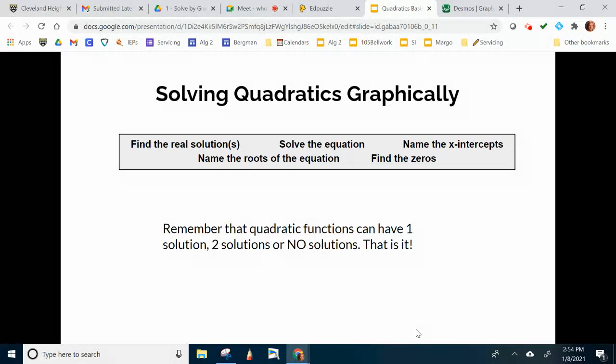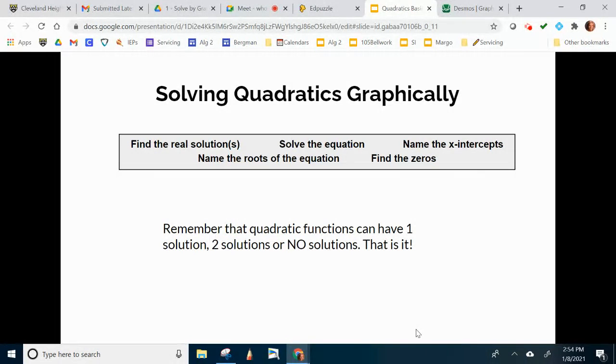When you're asked to solve a quadratic equation, it might be phrased differently than just solve this. It might say, name the x-intercepts, name the roots, or find the zeros. All of those terms mean the same thing. It means solve for x. Solve the quadratic by finding what x is.